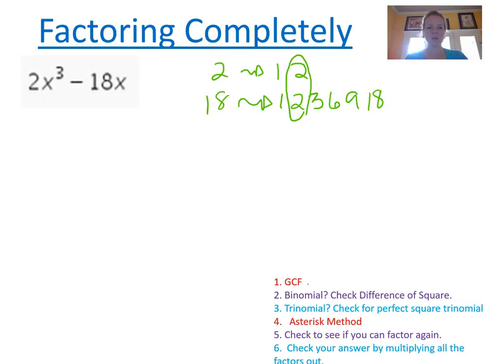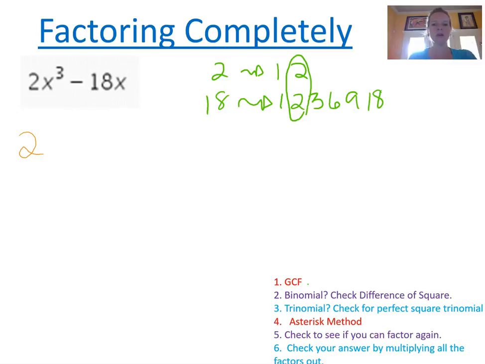Okay, so the first one we have is 2x to the third minus 18x. Notice to the side I've already written out the factors for 2 and the factors for 18. So first step, our 6 steps are on the bottom. First step is greatest common factor. Well, the greatest common factor is 2.